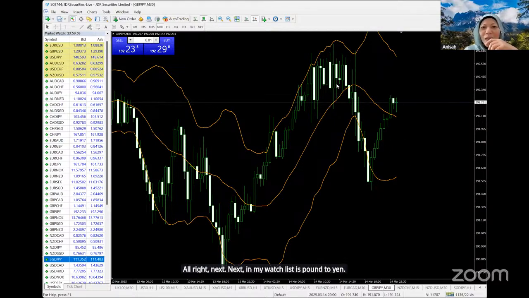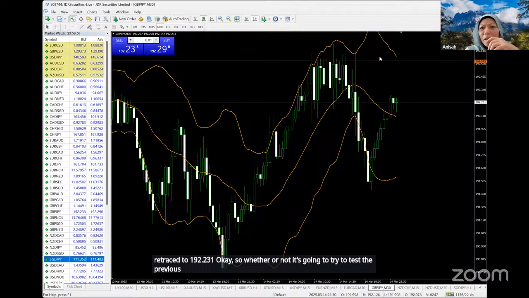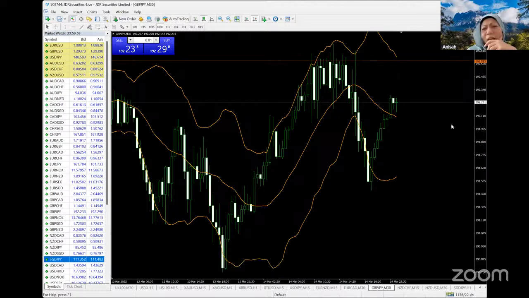Pound to yen, 30-minute charts. It has reversed a little. It went down all the way to 191.4 plus, and then it went back up, retraced to 192.231. Whether or not it's going to try to test the previous level here, we'll see. Nothing interesting in pound to yen.